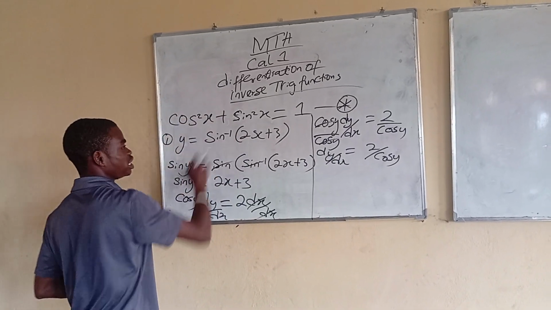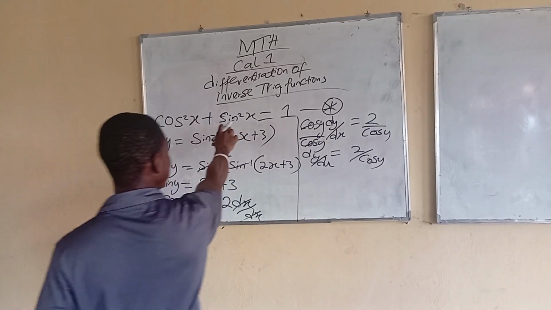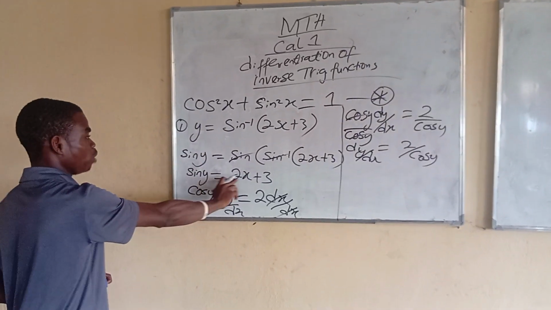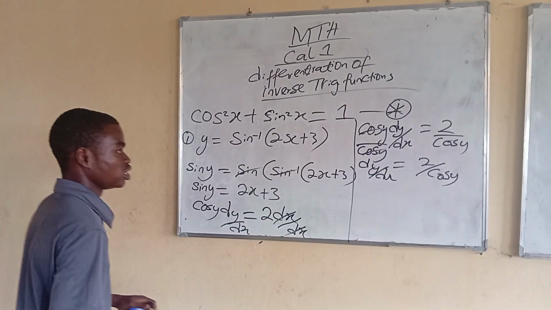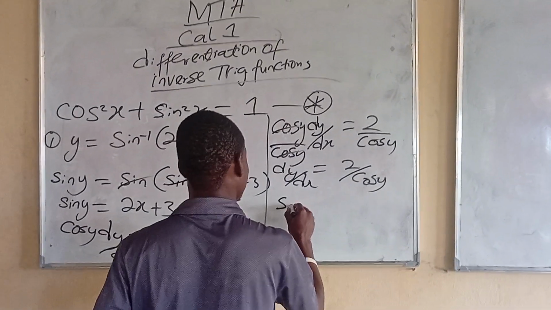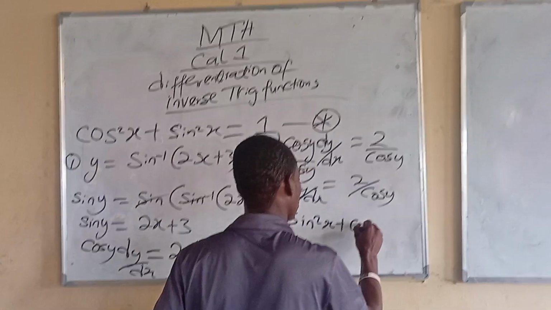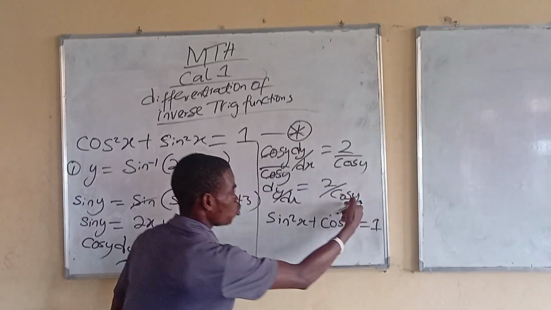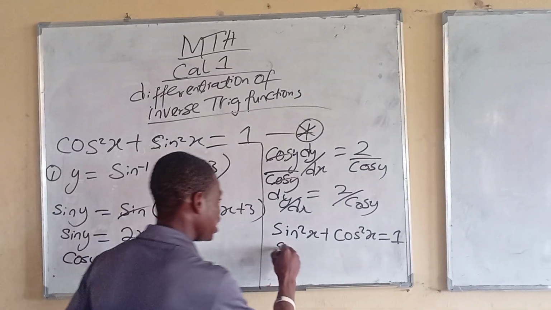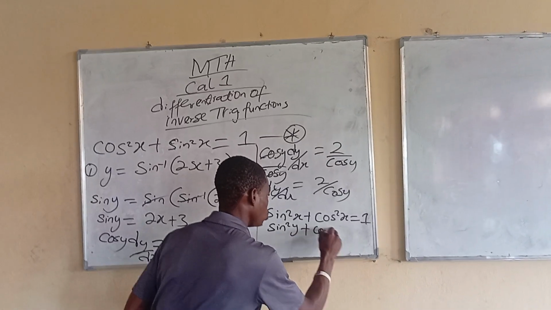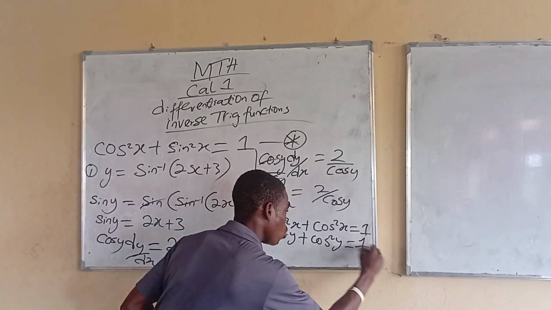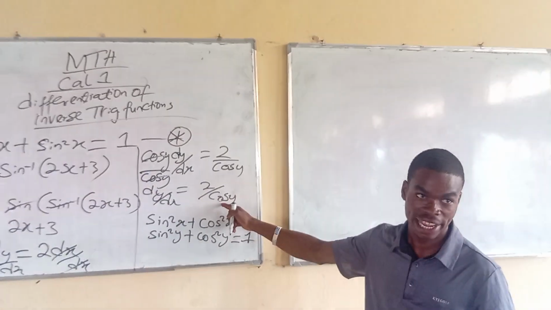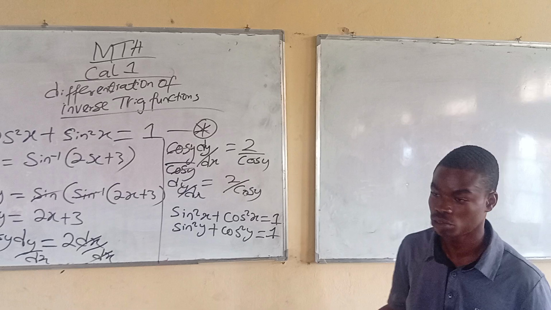First of all, let's get here. This is cos squared x plus sine squared x. So you already said that your sine y here equals 2x plus 3, right? So now we are going to have sine squared x plus cos squared x equals 1. Since we have y here, we are going to express it in terms of y. That's sine squared y plus cos squared y equals what? 1. What's the next step? You endeavor to find this cos y. From here, you can make cos y subject of the formula.